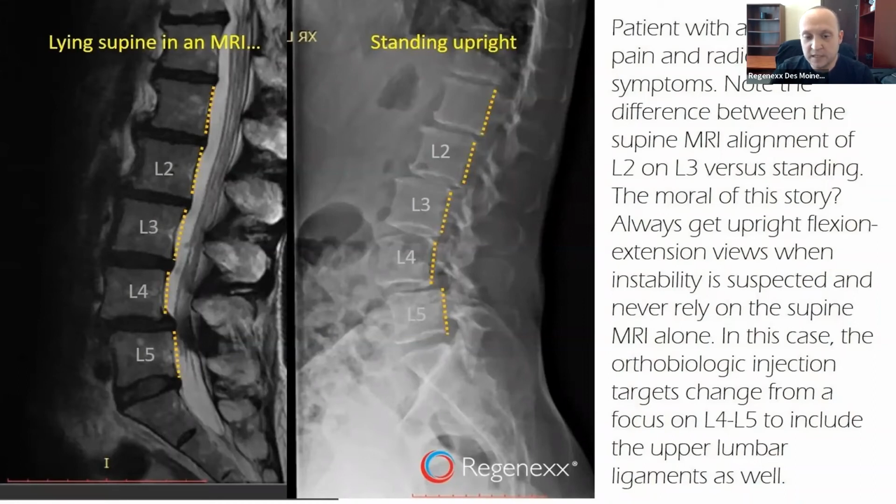Many of us Regenexx physicians will get what's called multiplanar, multi-positional views of the back. So we'll do it from the side like this, but we'll also add flexion, having the patient bend forward, and have the patient go back into extension. And we're looking to see, how does this alignment change? Because that's giving us information about the integrity of the disc, the facet joints, and the ligaments holding everything together on the backside. And that's part of our holistic approach to treating the spine.